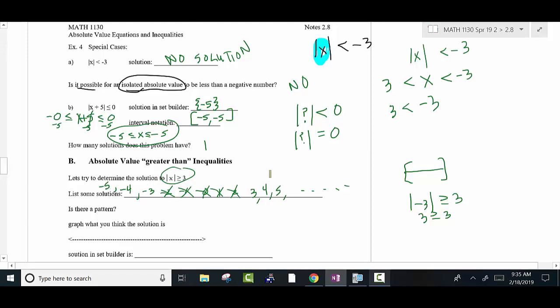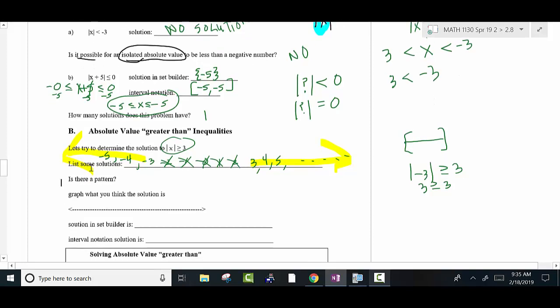So what you'll have on this is all the numbers going that way, then all the numbers going that way, and you'll have that gap in the middle. It's the opposite thing. So the way this would go on a number line, you would go out to 3, you would go out to negative 3, and then your graph would look like this. You'd have a bracket at 3 going to the right, a bracket at negative 3 going to the left. Okay, like that.